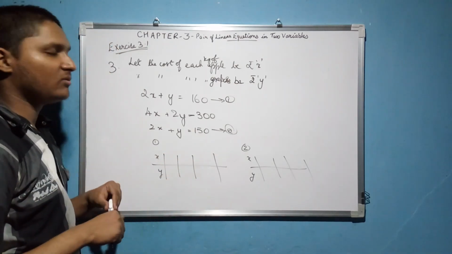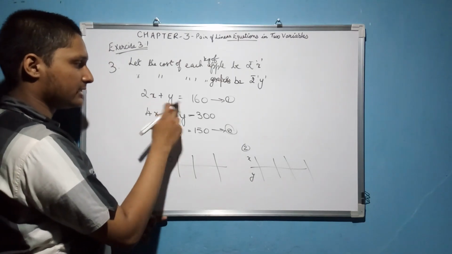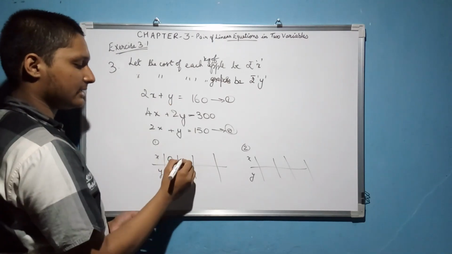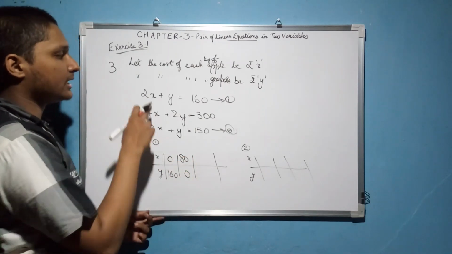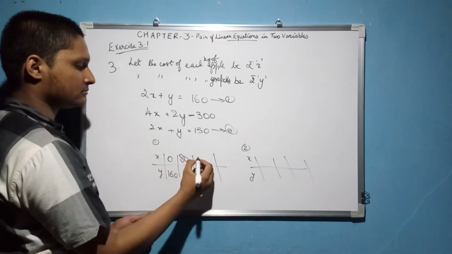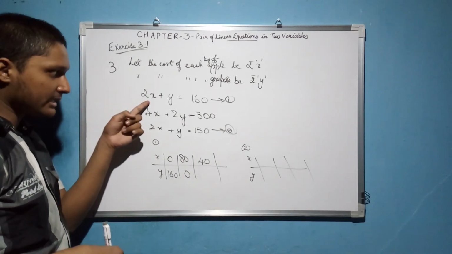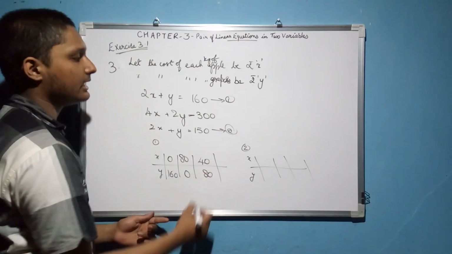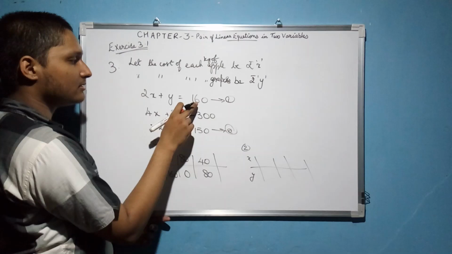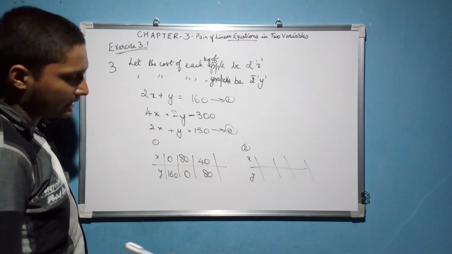First we'll take 0 as always done. When x is 0, y is 160. When y is 0, x is 80. Now we'll put some other number, maybe any number. I'll put 40 here, a number in between 0 and 80. So I'm putting 40, 2 into 40 is 80. You have 160 here, so 80 going to the right hand side, it becomes 80. So y is equal to 80.